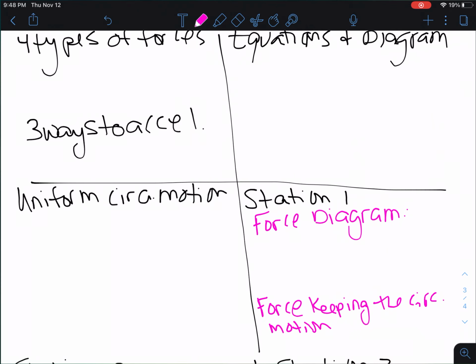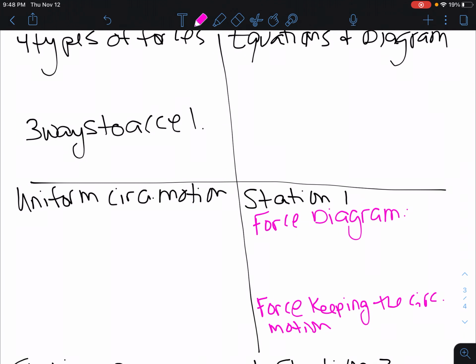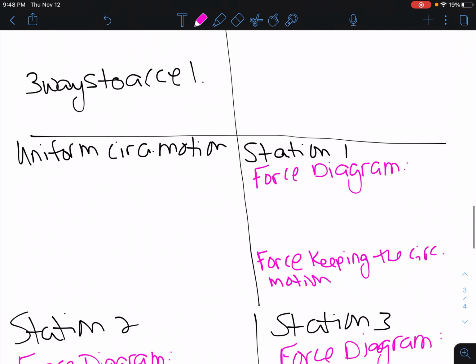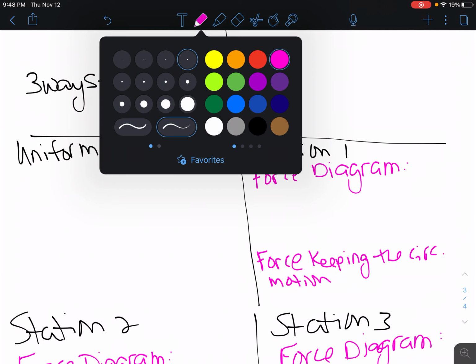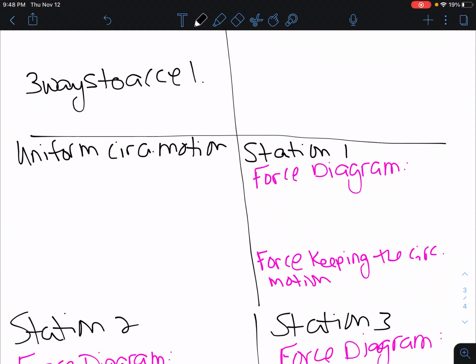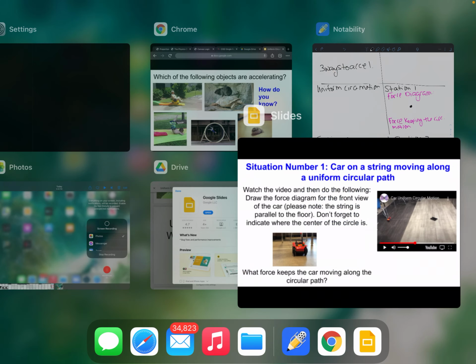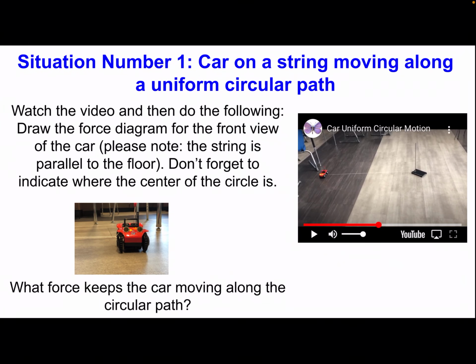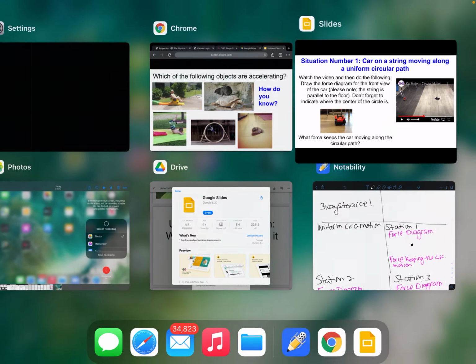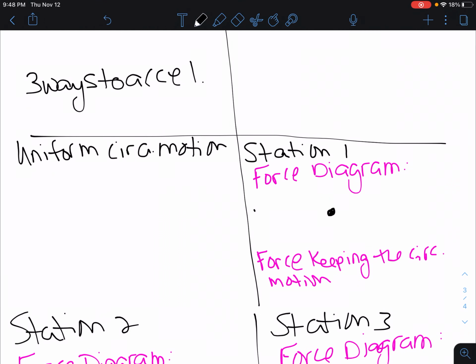Okay, so let's see what this looks like. We're going to go back over here and we're going to do station 1 and we're going to draw the force diagram. So I'm going to come down here and remember we draw our force diagram with a dot or a box. We're looking at the picture here where the car is. So the center of my circle is going to be to the left of the red car at the position shown. So I'm going to go ahead and draw my X there. This is the center of the circle or the circular path.